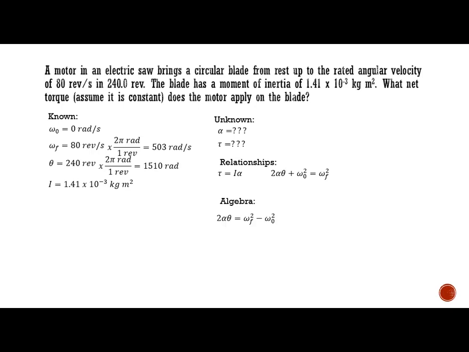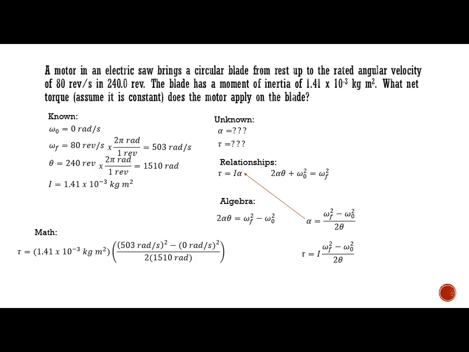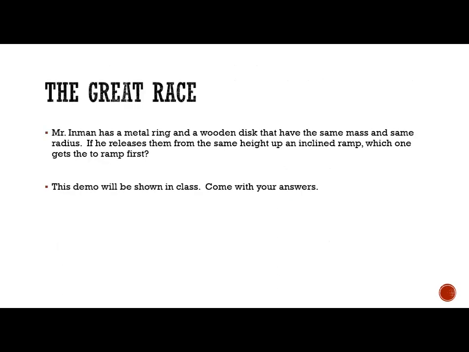So I do some algebra. I'm going to solve that one on the right for alpha: subtract initial angular velocity squared from final angular velocity squared, and divide by 2 times the displacement. And then I'm going to substitute it in right there. And so I get torque is equal to I times the quantity, final angular velocity squared minus initial angular velocity squared, divided by 2 theta. If I plug in to do my math, I calculate the torque has to be 0.117 Newton meters. Now, if I knew how large the blade was, we could maybe figure out some things about the forces that are acting on that blade.